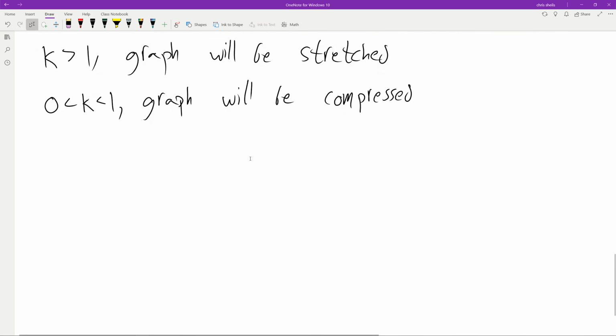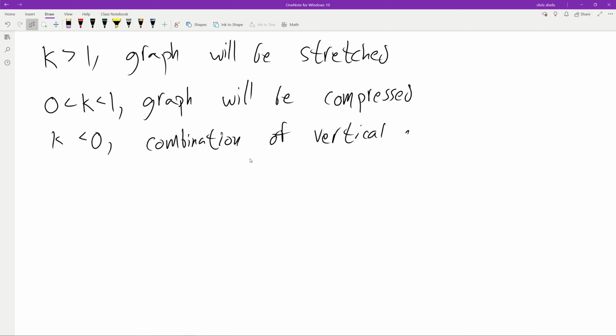And if k is less than 0, there will be a combination of a vertical stretch or compression with a vertical reflection.